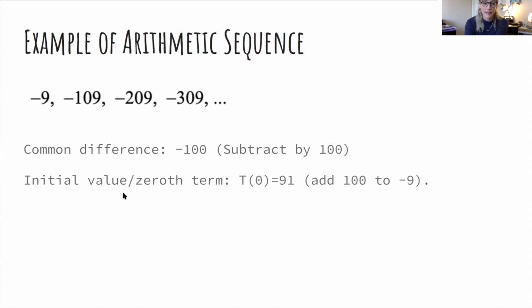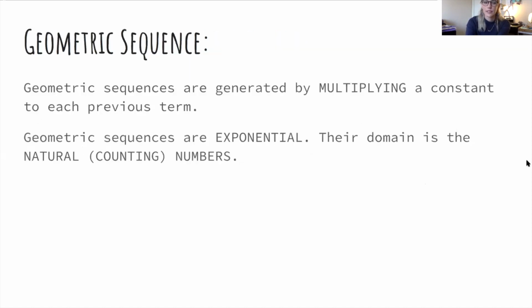And the initial value, or the 0th term, is T of 0 equals 91. And we got that by adding 100 to -9. So if we needed to find the 0th term, we could do that just by adding 100 to this -9 right here. T1 is -9.